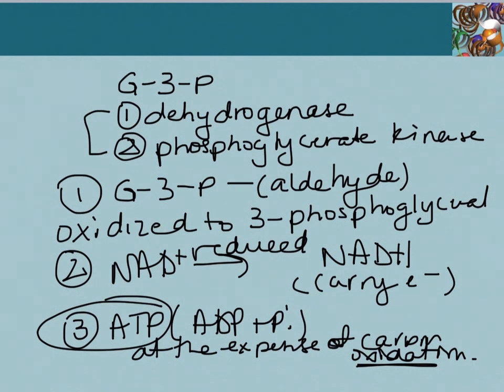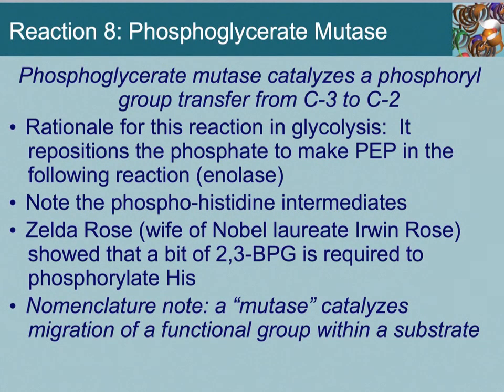And also, keep in mind that we made 2 molecules of ATP because we have 2 molecules of glyceraldehyde 3-phosphate in the second stage of glycolysis. Now we come to reaction 8 of glycolysis. And here we're going to have another type of isomerization, but this isomerization is going to be done by a mutase instead of an isomerase. So we're going to have a rearrangement. So the position of the phosphoryl group is going to shift, where we convert 3-phosphoglycerate into 2-phosphoglycerate.